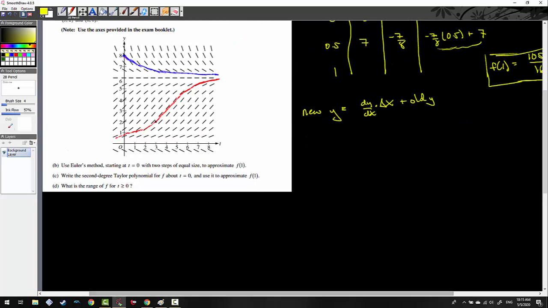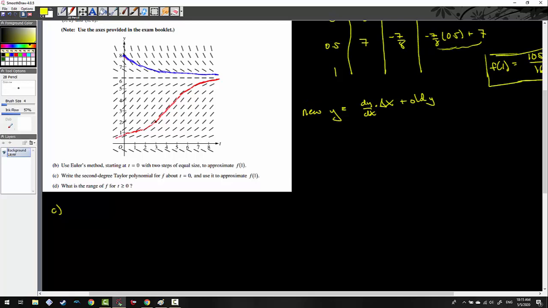Part C says write a second degree Taylor polynomial to approximate f of 1. So in this FRQ, they're asking us to approximate f of 1 two different ways. One using Euler's method, one using a Taylor polynomial. So it's just multiple ways of getting a similar answer. When it comes to a Taylor polynomial centered at 0, it's really a Maclaurin polynomial, but they just didn't want to type it out that way.